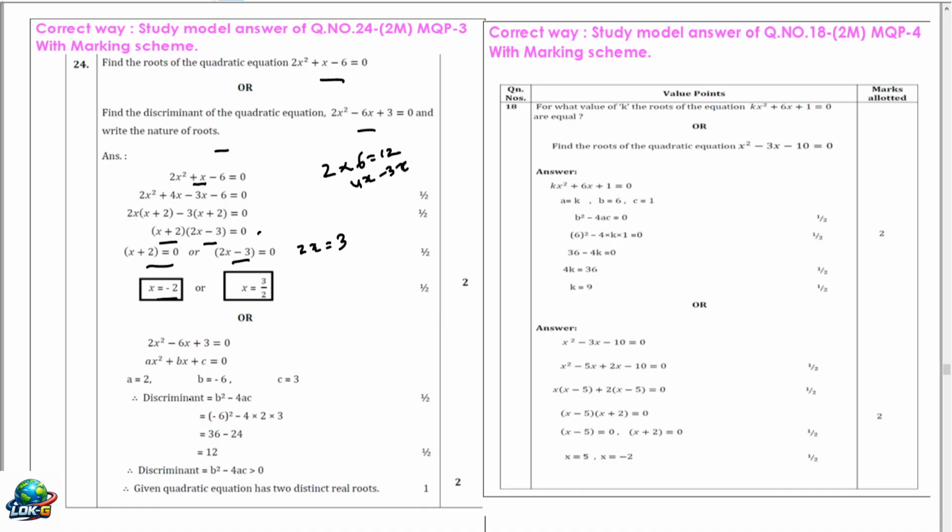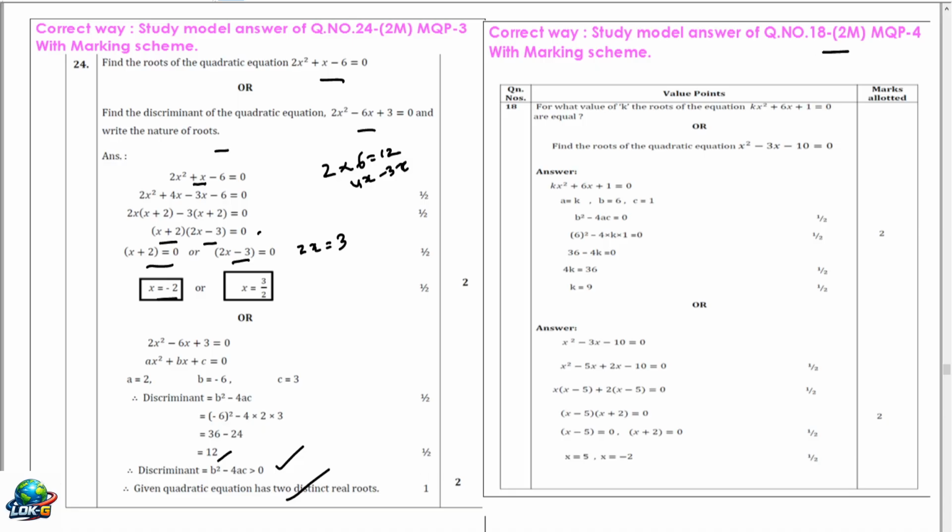Then on the question, what you are asked is to find out the nature of the roots. Compare, a is equal to 2, b is equal to minus 6, c is equal to 3. Discriminant is b square minus 4ac. b square is minus 6 square minus 4, a is 2, c is 3. You can take 4 2s are 8, 8 3s are 24, 36 minus 24 is 12. It is greater than 0. Therefore, roots are real and distinct.